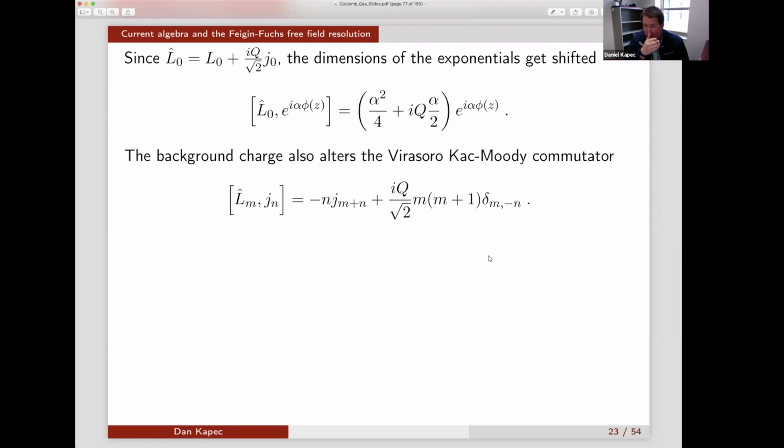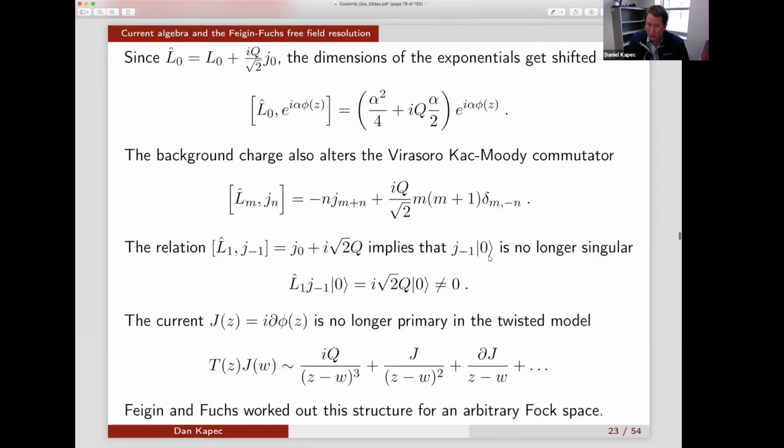Now, since L0 picked up a shift, the dimensions of the exponential operators will also shift under this addition of the background charge. So they will pick up a term which is just proportional to their momentum. It's this iQ alpha by 2. And the background charge, importantly, also affects the commutation relation between the L's and the J's. So there's an extra term proportional to Q. And that affects the structure of these Fock spaces.